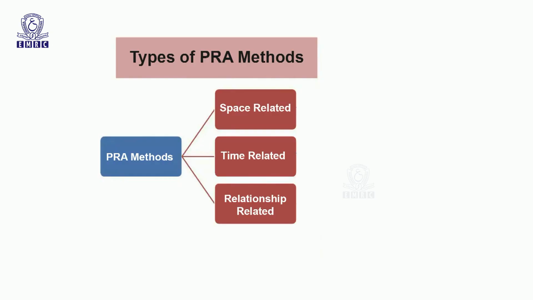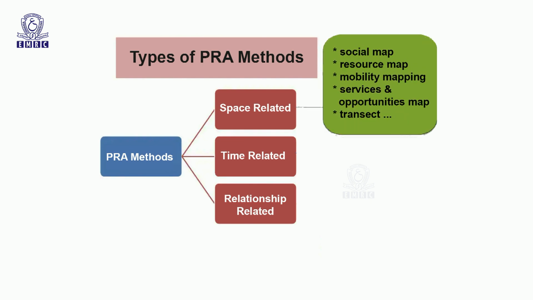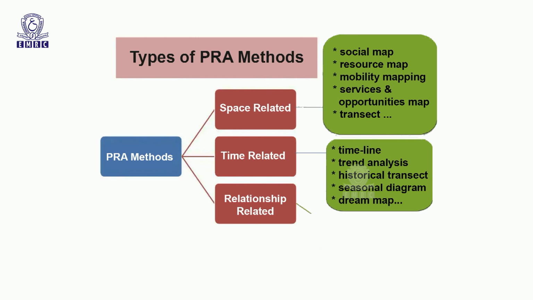Broadly, PRA methods are space-related methods, time-related methods and relationship-related methods. Space-related methods include social map, resource map, mobility mapping, services and opportunities map and transect walk, etc. Time-related methods include timeline, trend analysis, historical transect, seasonal diagram, dream map, etc. Relationship-related methods include Venn diagram, matrix ranking, etc. The space-related methods are useful for exploring the spatial dimensions of people's reality.